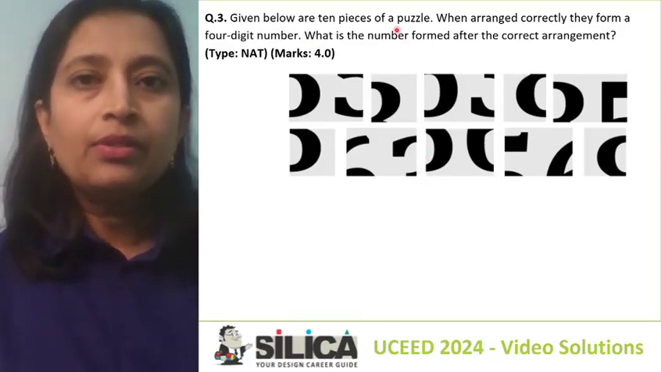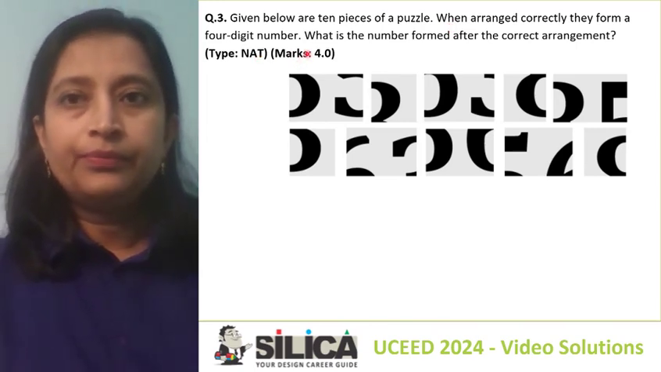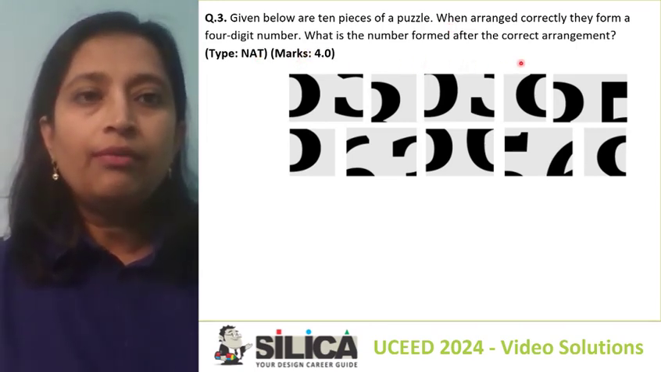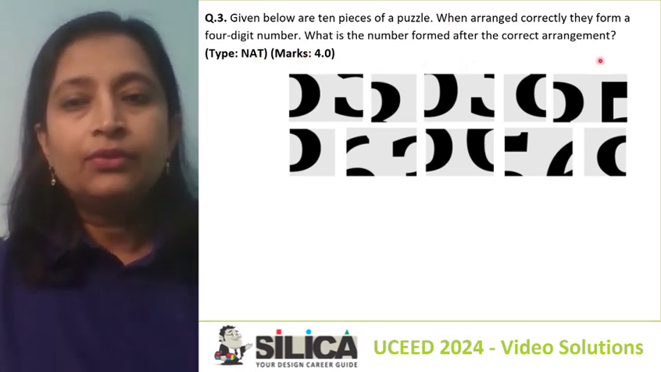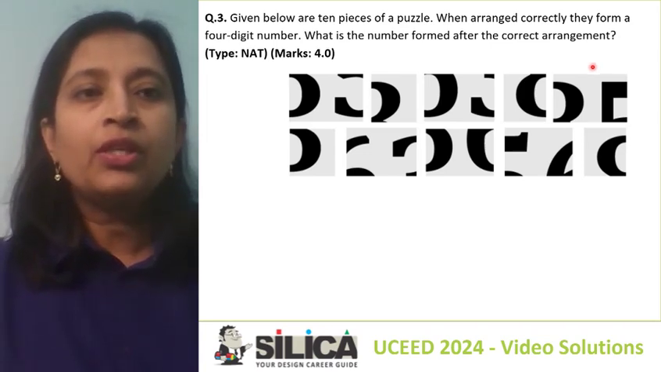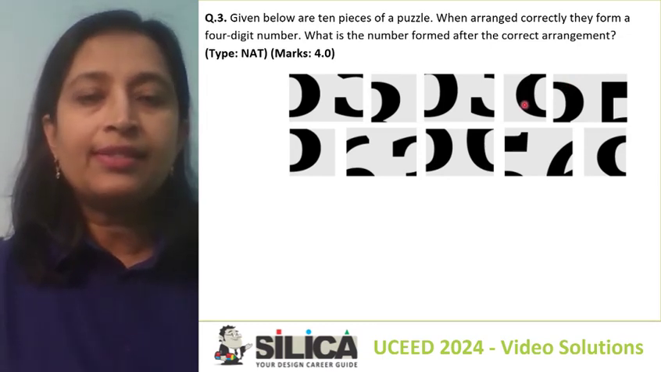Given below are 10 pieces of a puzzle. When arranged correctly, they form a 4-digit number. What is the number formed after the correct arrangement? This type of question has already come long back in UCEED, and that's why I suggested to do previous year question papers. It will help you immensely.